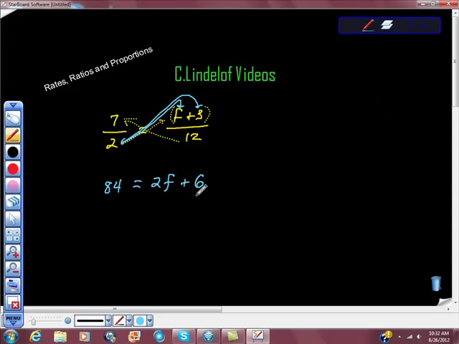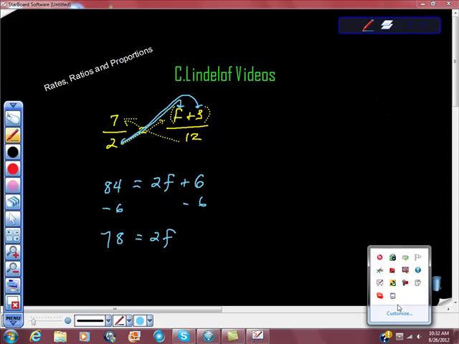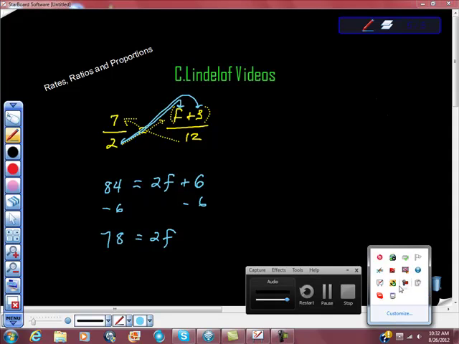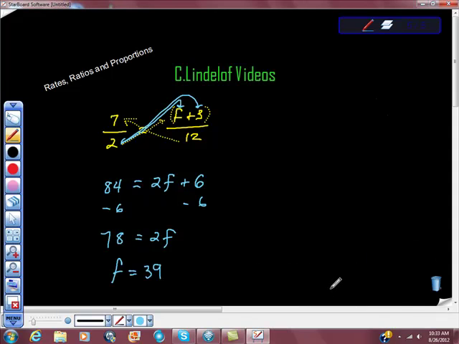We start to do our algebra here. We do -6 here, -6 here. We get 78 is equal to 2f. And what is that? Let me check real quick. So f is equal to 39. Sorry, sometimes I start doing algebra and my ability to do arithmetic just falls into the toilet. So sorry about that, but I wanted to make sure it was right for you guys. So hopefully that makes good sense.